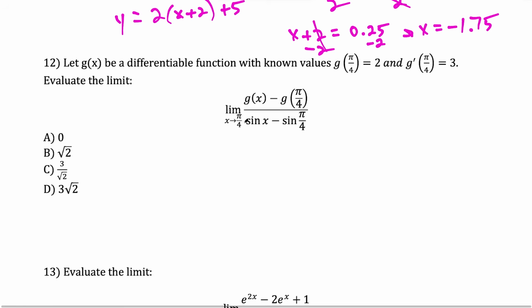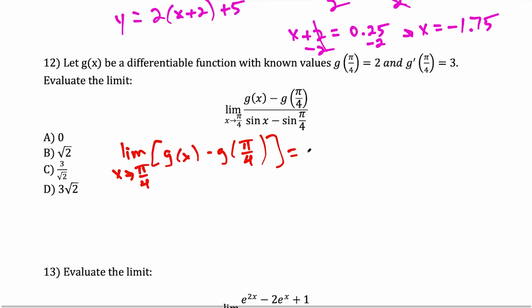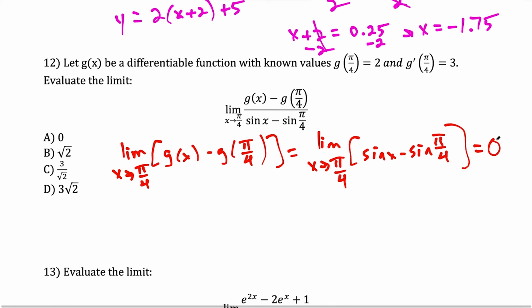Question 12, we're going to have to use L'Hopital's rule. And if this was the free response section of the test, in order to properly state that we're using L'Hopital's rule, we would have to say in this case that the limit as x approaches pi over 4 of our numerator, g of x minus g of pi over 4, is equal to the limit as x approaches pi over 4 of our denominator, sine of x minus sine of pi over 4. And notice that both of these limits are equal to 0. So this is a situation where we have the indeterminate form 0 over 0.